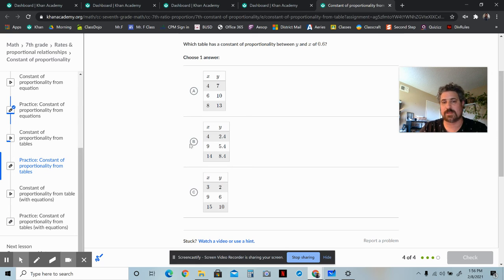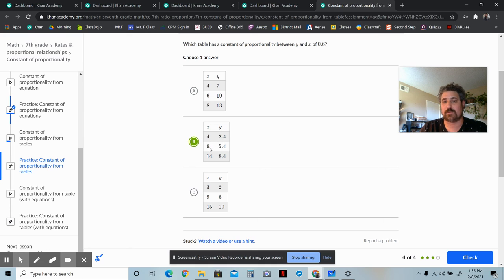So then it has to be this middle one, right? That looks weird, but let's check it. Basically, when you have a ratio of 0.6, what it means is x times 0.6 equals y, right? The ratio of y over x is 0.6. The constant proportionality is 0.6. So x times 0.6 must equal y. So 4 times 0.6, is that 2.4? Yeah, 4 times 6 is 24. Move the decimal 1 to the left, 2.4.